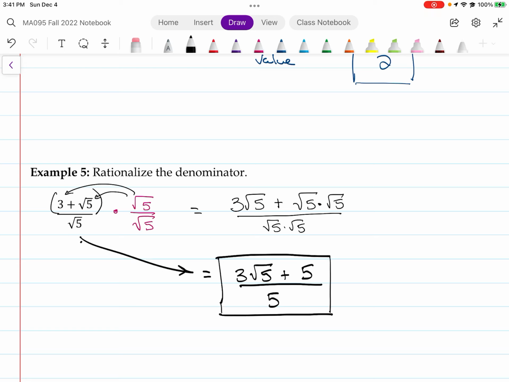Now these again are the same. If you put them in your calculator, you'll see that they are the same, but this one is rationalized.